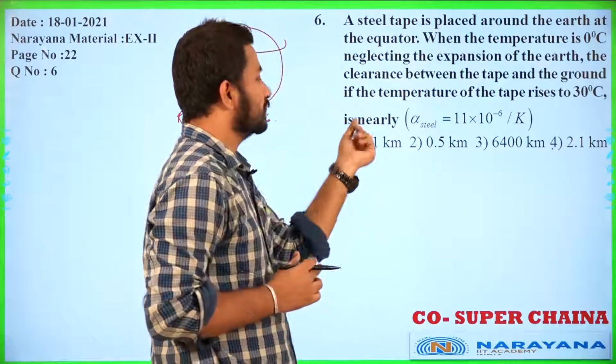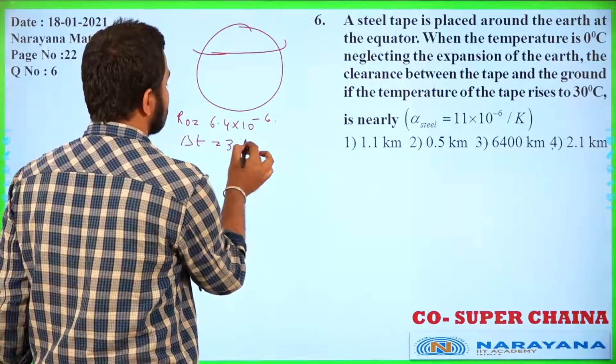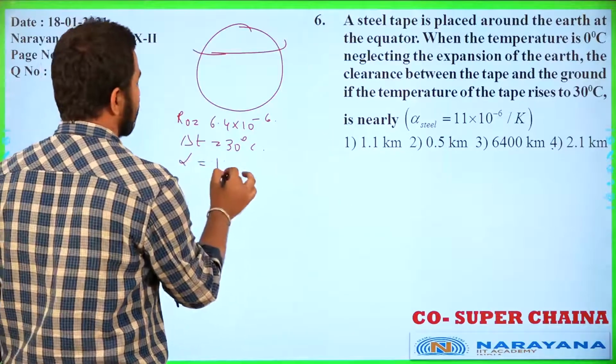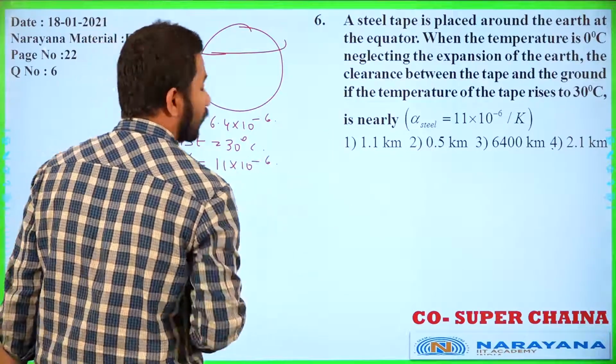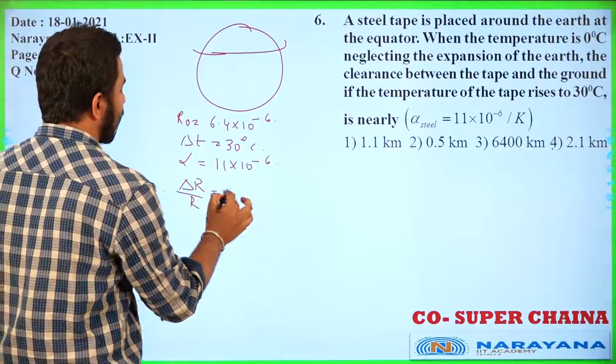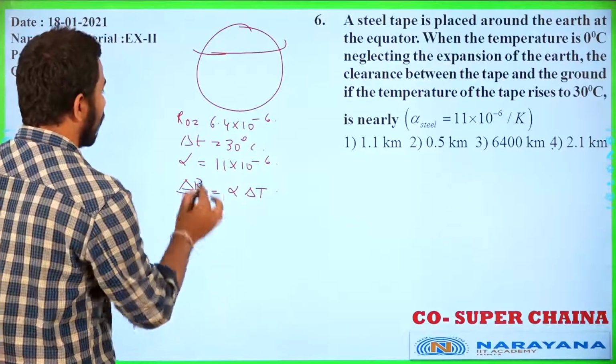if the temperature is raised by 30 degrees. So delta T is given as 30 degrees Celsius. Okay, alpha is given here as 11 into 10 to the power minus 6. My dear student, delta R by R can be written as alpha delta T. Delta R we need to calculate.